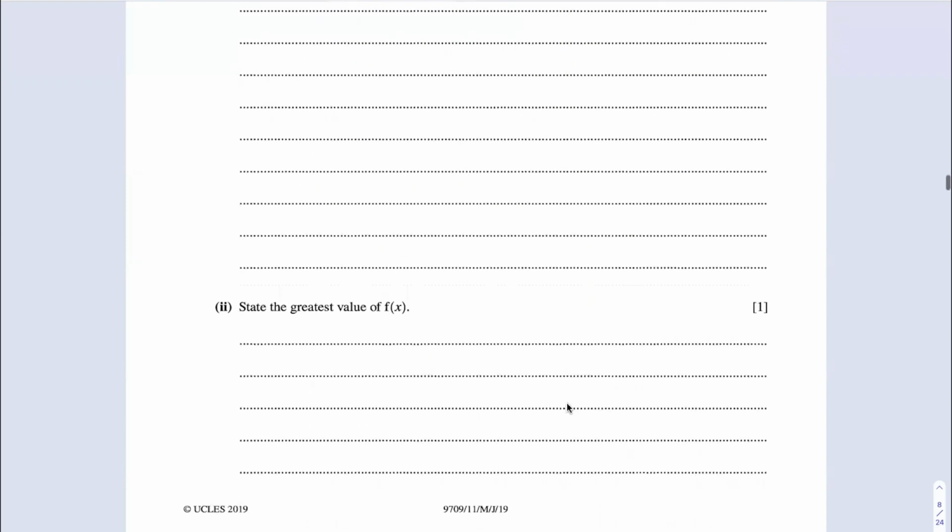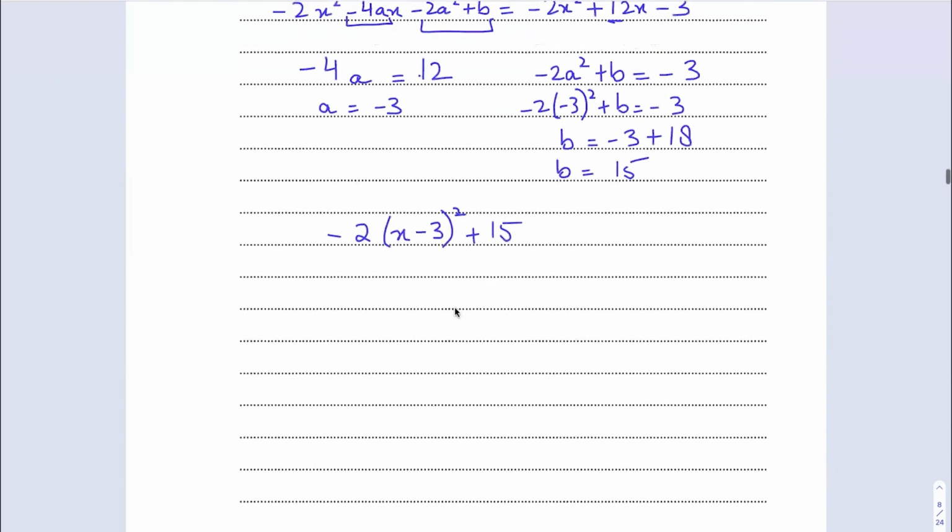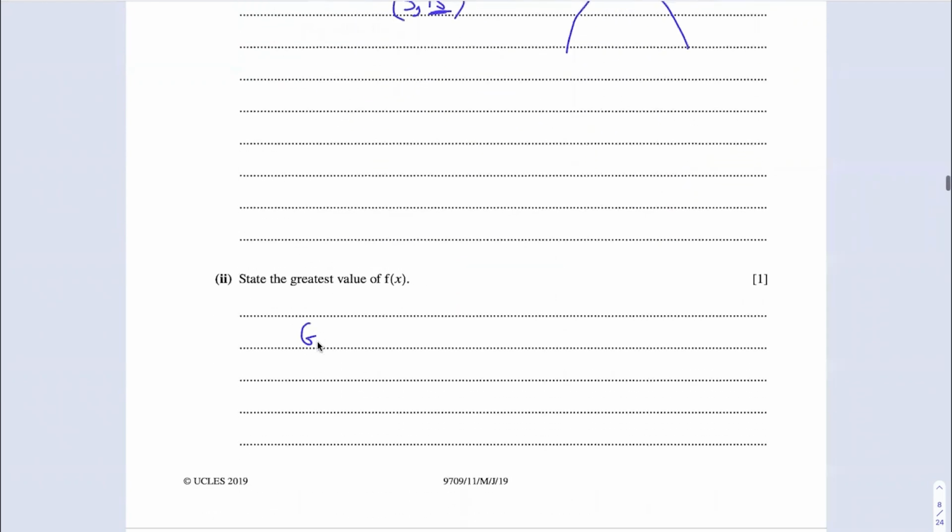In part 2, we have to state the greatest value of f of x. Now we know that this is the completed square form, and 3 and 15 are the coordinates of the turning point. As it is a maximum point, we can say that the greatest value of f of x is 15. So the greatest value of f of x is 15, or f of x is less than or equal to 15.